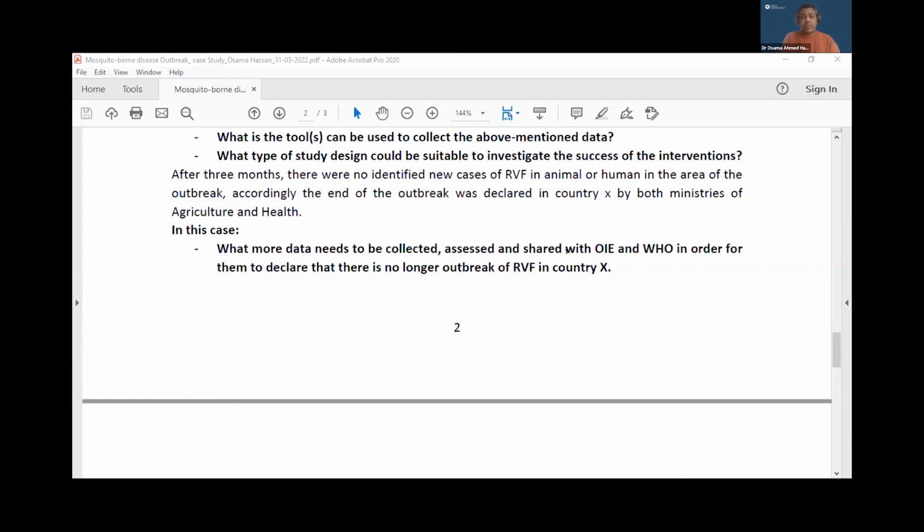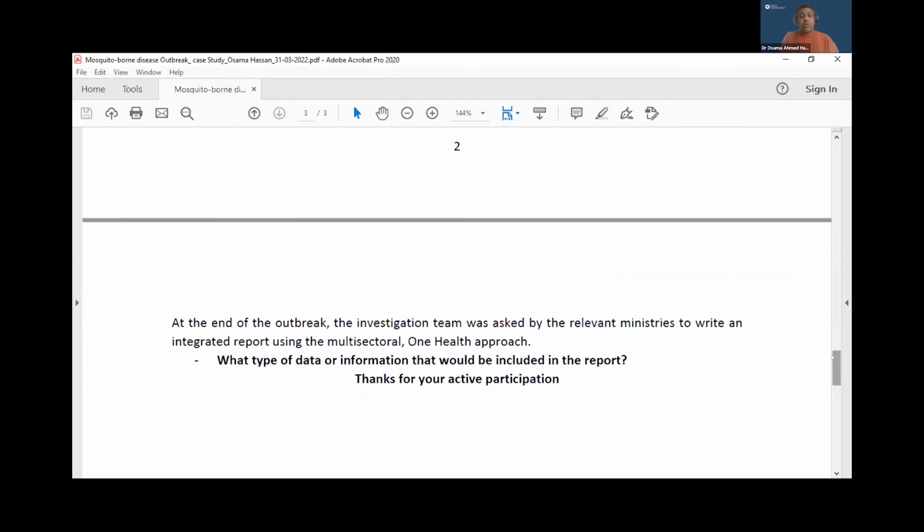It's difficult to manage vectors. I absolutely agree with you. And what type of data? At the end of the outbreak, the investigation team was asked by the relevant ministries to write an integrated report using the multi-sectoral One Health approach. What type of data or information would be included in the report?